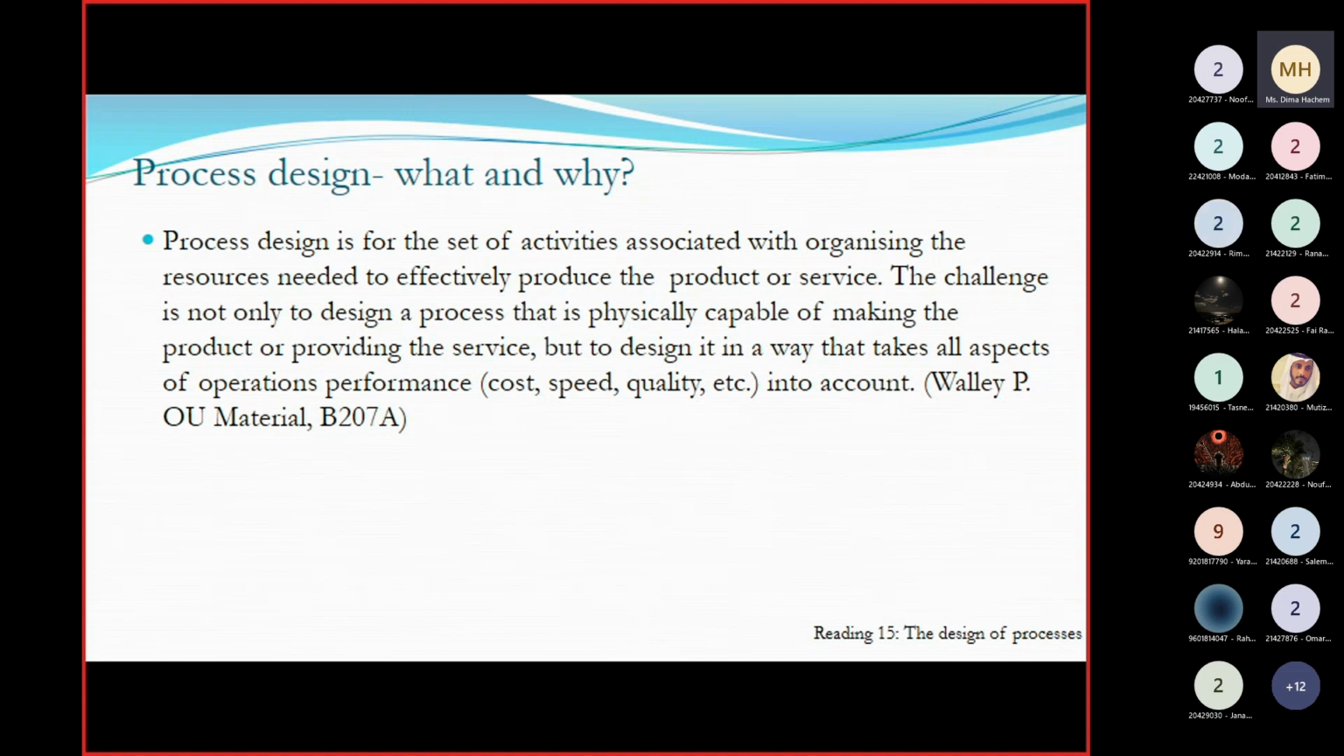So the challenge is not only to design a process that is physically capable of making the product or providing the service, but to design it in a way that takes all aspects of operations performance, cost, speed, quality, and etc. into account. So we need to take into account that we want to produce the right quality products in a fast way, and in an inexpensive way. We want to reduce the cost. So we have so many things to take care of.